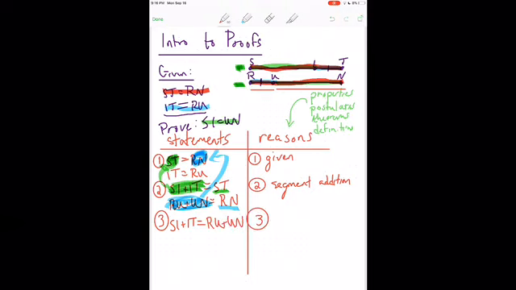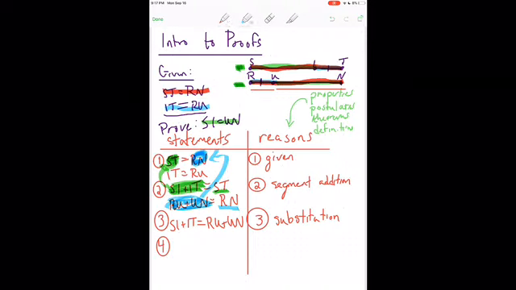And what am I doing again? What's my reason for that? That's just the substitution property. I'm substituting in, I'm plugging in, substituting in. They really mean the same thing. All right, step 4.